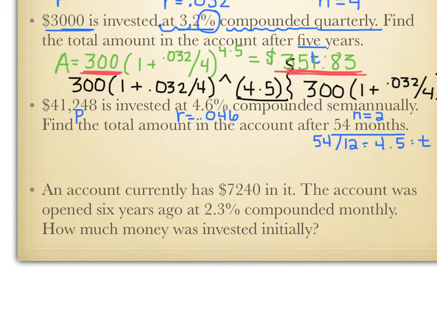So when I go to set up this problem, A equals 41,248, parentheses 1 plus my interest rate, 0.046, divided by my n value, which is 2, and then I'm raising to the power of 2 times 4.5. So in your calculator, you may want to put that 2 times 4.5 in parentheses, or just make it a 9. 4.5 times 2 is 9. Sometimes it's easier just to do that multiplication on your own. Let me type that in real quick.